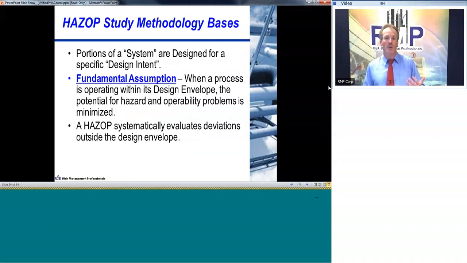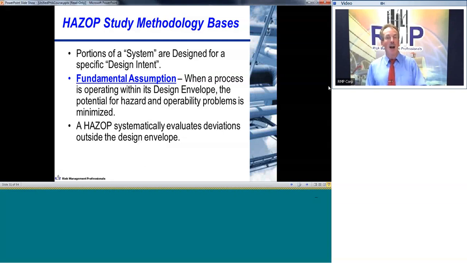So when you're taking something like that, which is what you're looking at, a simplified P&ID, that's a description or a depiction of how a system operates. What the HAZOP is trying to do is build a model that depicts how it can fail. By understanding how it can fail, you can identify whether there are vulnerabilities or improvements needed. So the key methodology basis for the HAZOP study is that portions of the system are designed for a specific design intent.